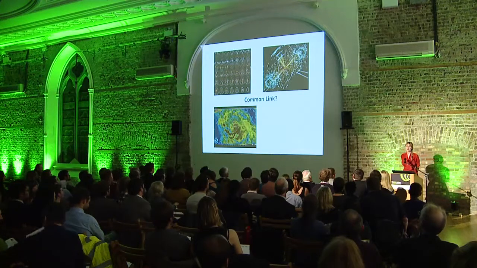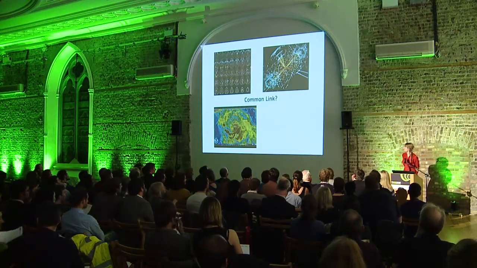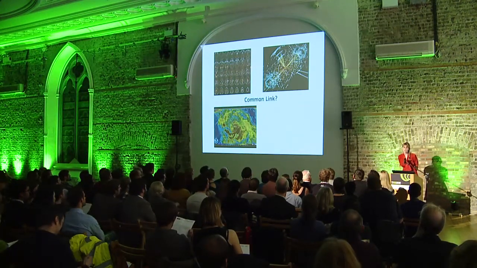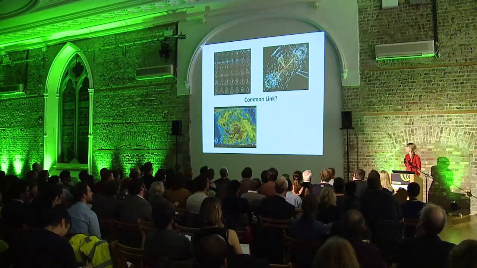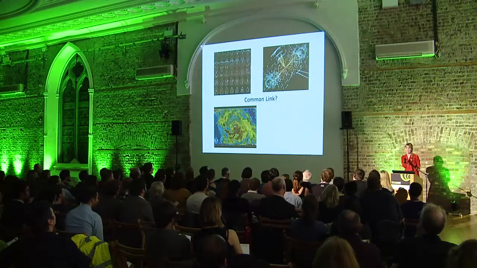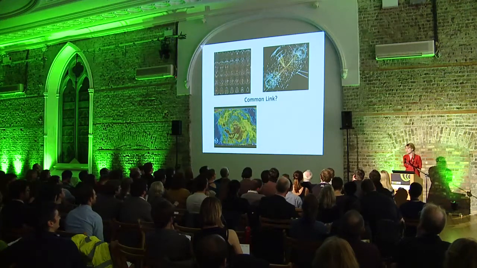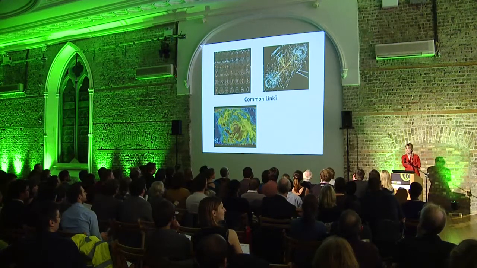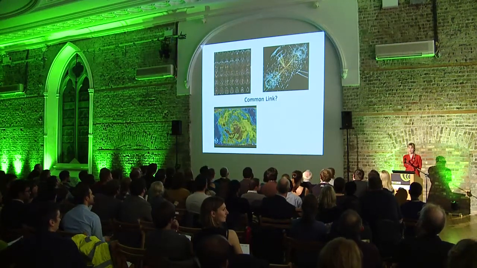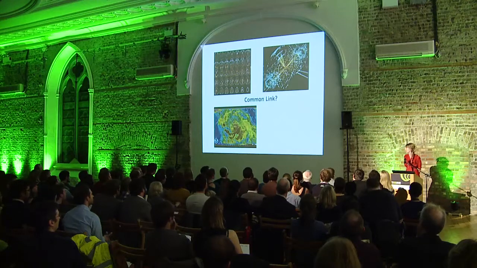So what do these three images have in common? The first image shows a series of neuroimages generated to understand the causes of schizophrenia. The second is a simulated collision of two protons thought to show the signature of the Higgs boson particle. And the third is a simulation of the tropical storm that hit Haiti in 2010.